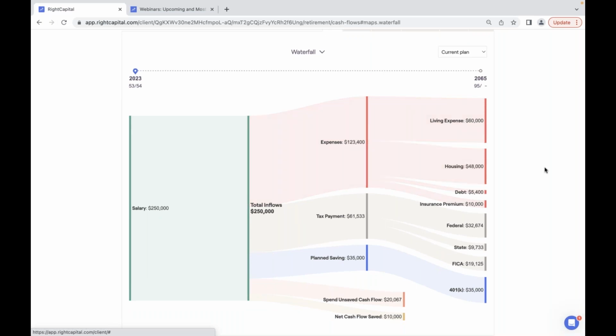So the first thing I want to remind you of is every financial plan in Right Capital has the ability to either spend off excess income in a given year. So in this case, we have an excess of $20,000 each year. That's extra income on top of what's already been saved, what's already been put towards expenses, what's been put towards goals. And so in this case, I've selected a planning method in Right Capital that assumes that any excess income is spent.